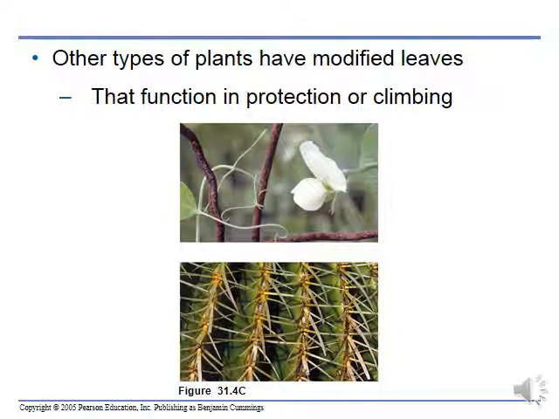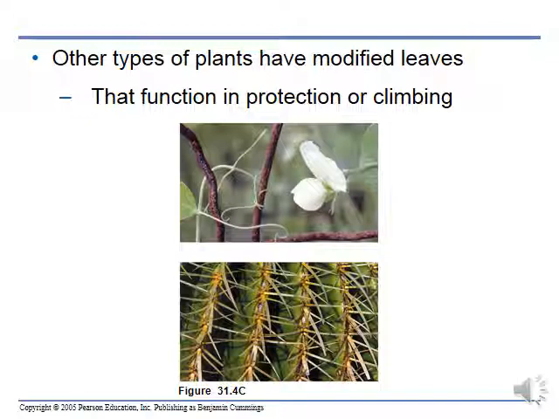You can have modified leaves that are tendrils and wrap around things, or in the case of a cactus, you can have modified leaves that are prickly and help protect the plant. And also, by not having normal leaves, a cactus will lose less water. So a normal leaf tends to lose water fairly readily, and the modified leaf in a cactus will not.